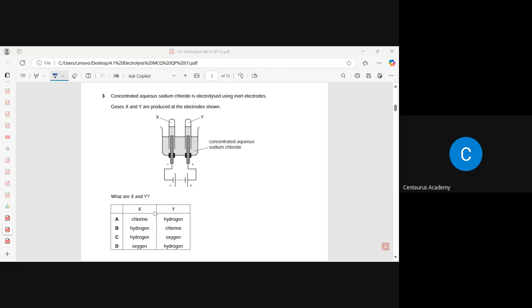Yes, B is the right answer. Can you elaborate on this, Ryan? Why do you think B is the answer? B is the answer because the test tube over the negative is the cathode, and in the cathode, hydrogen gas is formed, and the test tube above the plus, which is the anode, chlorine gas is formed.